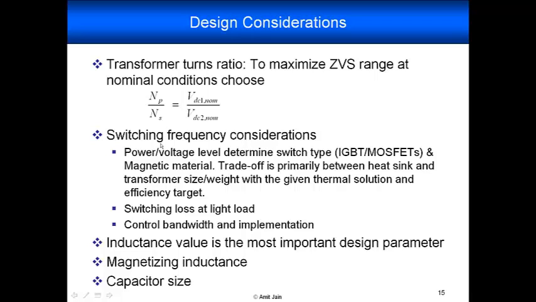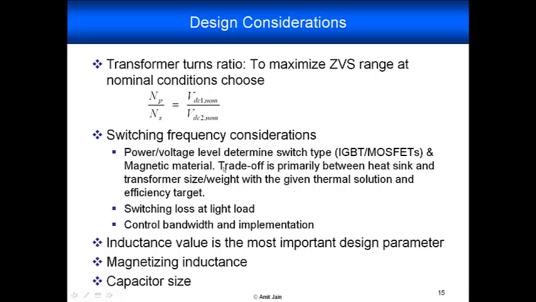Switching frequency is arrived at after a more complex trade-off. It has more factors you need to consider. First of all, based on the power and voltage level, we would determine what kind of switch we're going to use, and also the magnetic material. If the voltage level is below 500 or 600 even, we could use MOSFETs. If it's higher, then we would typically use IGBTs. And then that choice would also place a limitation on the switching frequency.